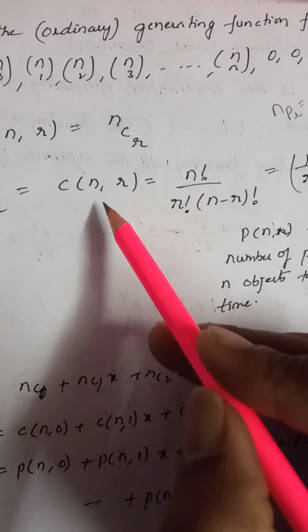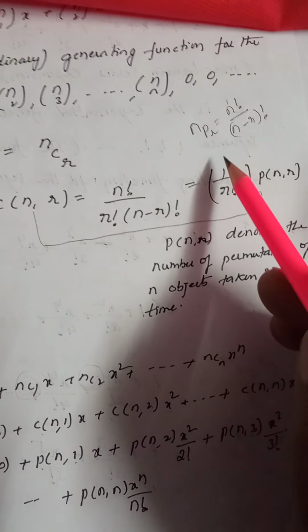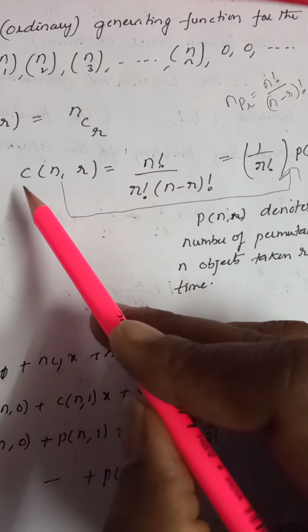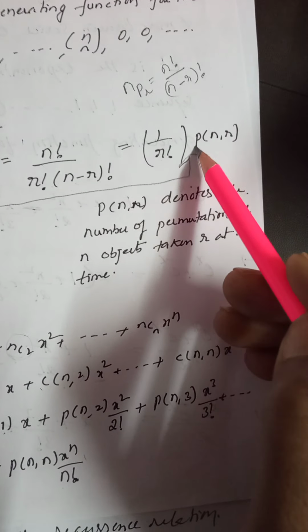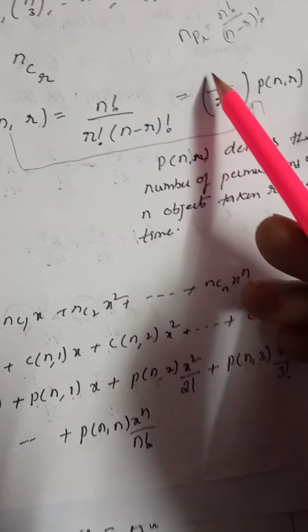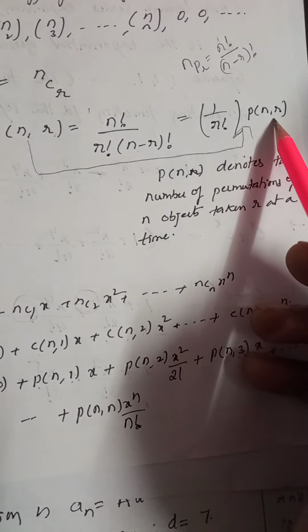Whereas nCr is equal to nCr, or you can write C of n,r is equal to this formula we are writing. C of n,r can be written as 1 by r factorial into P of n,r, right? Suppose if you want to calculate C of n,0, C of n,0 is equal to 1 by 0 factorial into P of n,0. See, this is the first one. C of n,0 is P of n,0, because 1 by 0 factorial is nothing but 1 only. That means C of n,0 is equal to P of n,0.